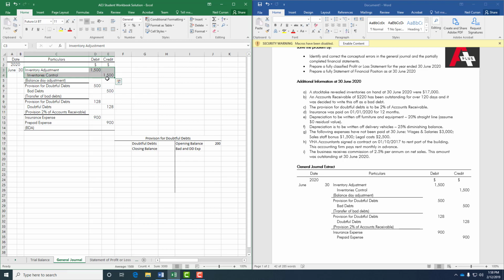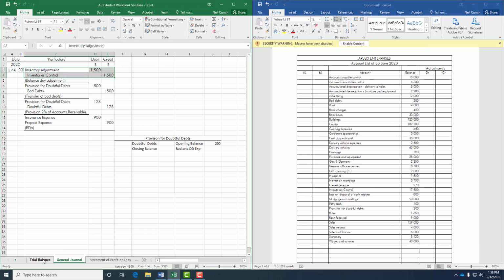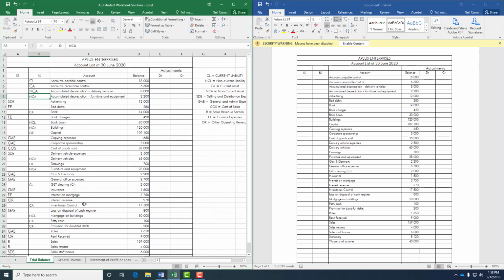Now as we know, a stock take is basically a calculation of how much stock you have at the end of the financial year, which you compare to what you have in your computer records. You can see here the stock take actually reveals $17,000. So you're comparing this amount to what you've got in your trial balance. We've got in our trial balance for inventories $17,500. So the difference is obviously $500, which is the difference between what is written in your trial balance and what you actually calculated at the stock take.